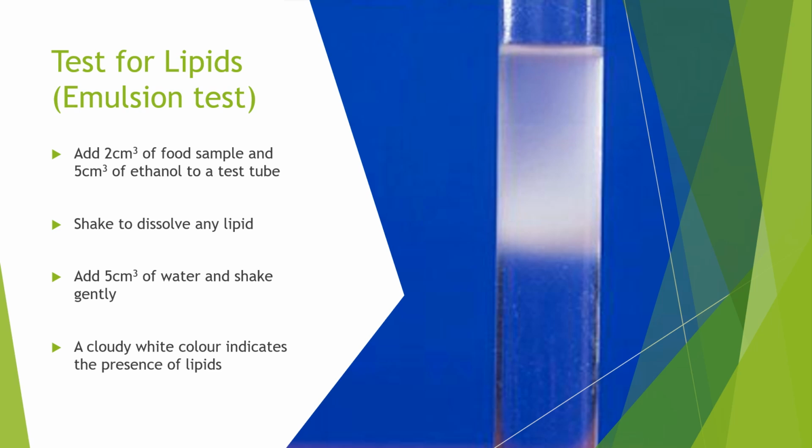We will then dissolve the lipids by shaking the test tube thoroughly to ensure that any lipids present in the food are dissolved within the ethanol. This step extracts the lipids from the sample into the ethanol solution. We will then add water. After shaking, we will add 5 centimeter cubed of water to the test tube and shake the test tube gently again.